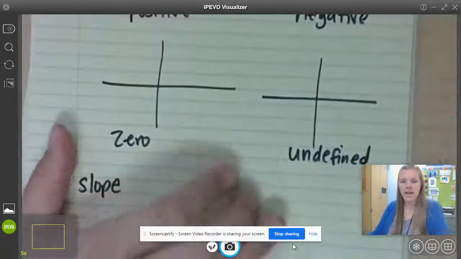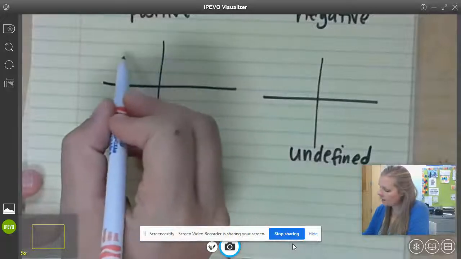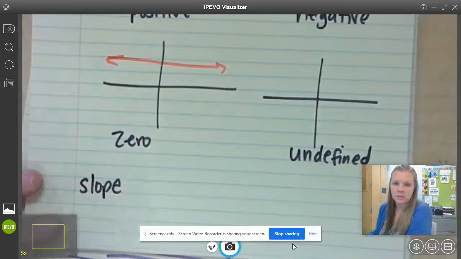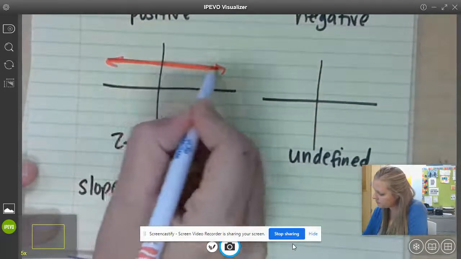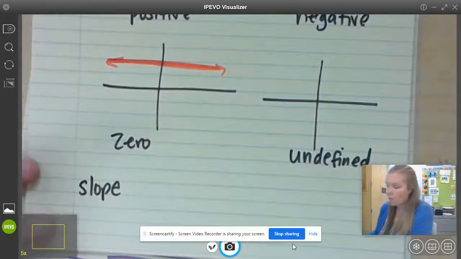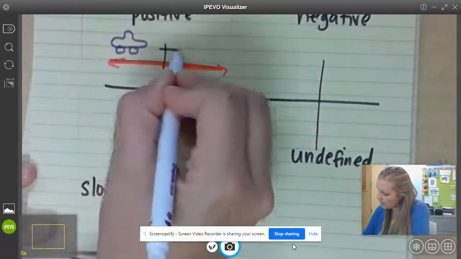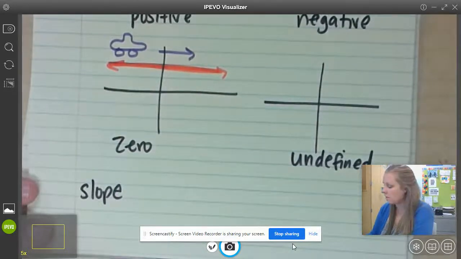There are two other categories of slope. There's a slope of 0. That looks like this. It's a horizontal line. That's not my best line. That's too bad. A horizontal line has a slope of 0. This car, as it drives from left to right, does not go up or down at all. That's a slope of 0.